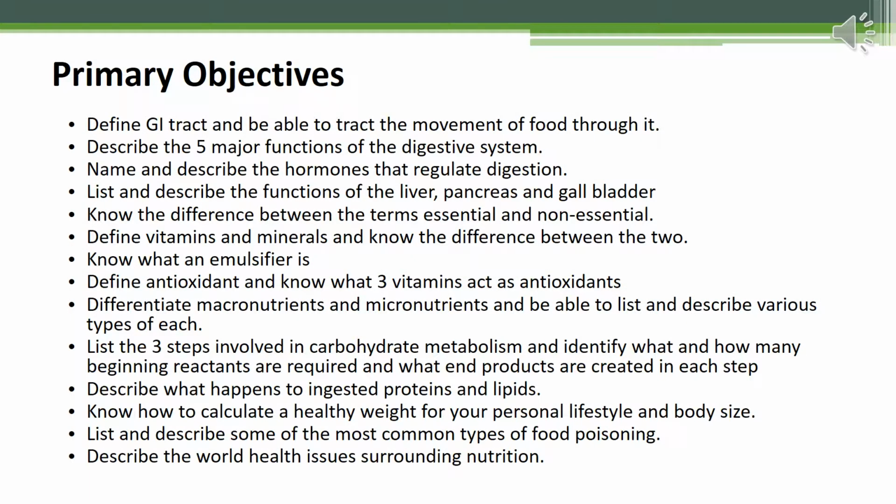Here are the primary objectives for this module, and there's a lot of them just because we're looking at two chapters this time. And I'm not going to read these to you, but I'll stop for a second so that you can pause the video and read them to yourself if you want. Okay.